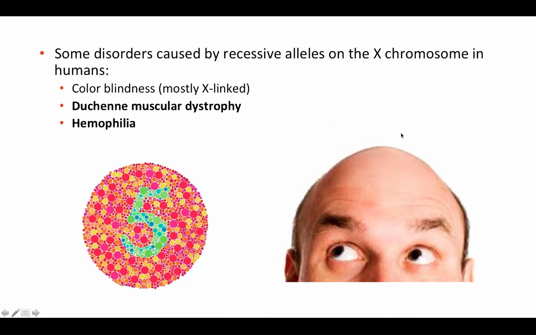It's not on the list from your book, but that is also a recessive allele that is sex-linked. A particular form of muscular dystrophy that's prevalent in men is also an X-linked recessive disorder. And also hemophilia. This is a disease that inhibits normal clotting of blood.